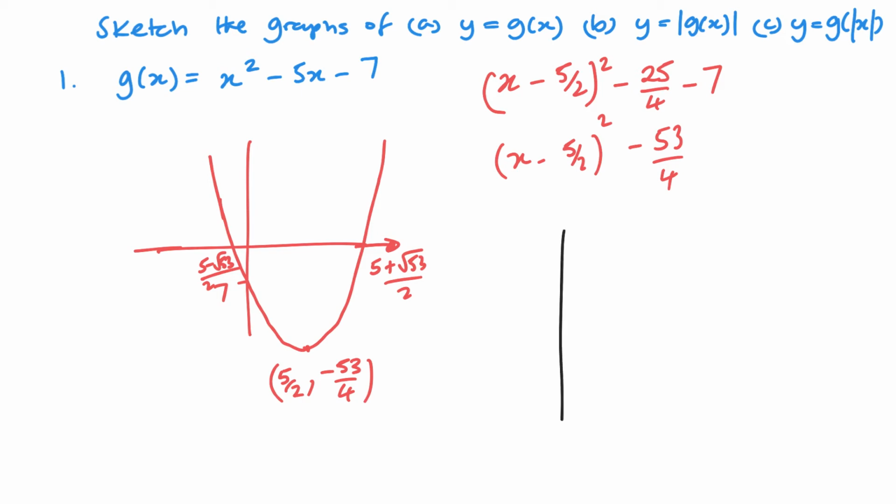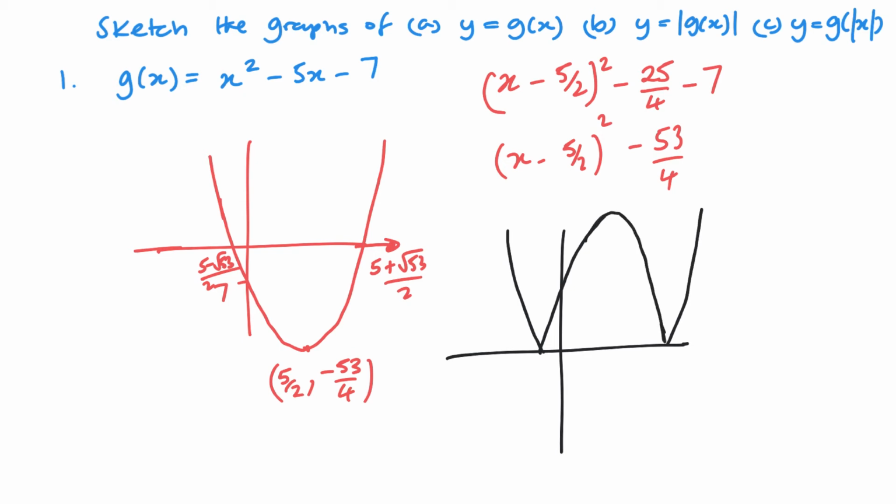Now, the second one, part B, I'll do that one in black. Exactly the same, but the part that is below the line now needs to go above the line. Put that part of the graph there. Something like that. And then of course these values are the same. 5 over 2 but a positive 53 over 4 for the y. Positive 7 where it's the negative 7 there. So just putting in your values.